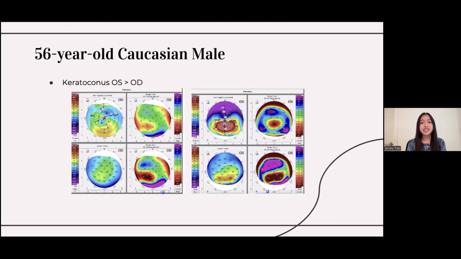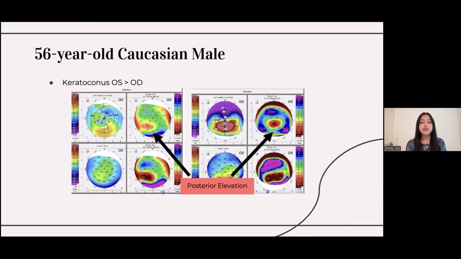If we take a look at his Pentacam tomography scans, we can see two classic signs of keratoconus. The first is inferior steepening of the axial curvature map, and the second one is posterior elevation of the corneal elevation map. If we take a look at the colors comparing the right eye to the left eye, overall the colors are warmer on the left eye, indicating steeper keratometry values and therefore more severe keratoconus.